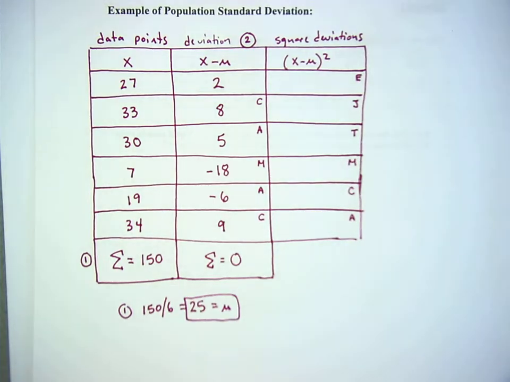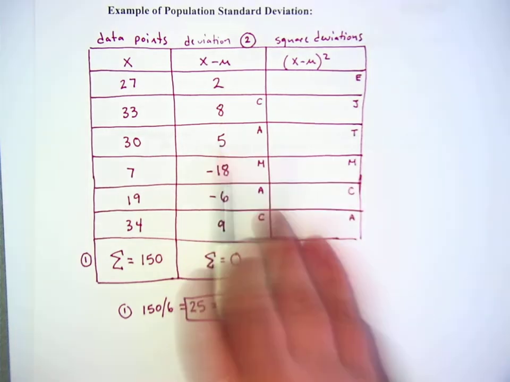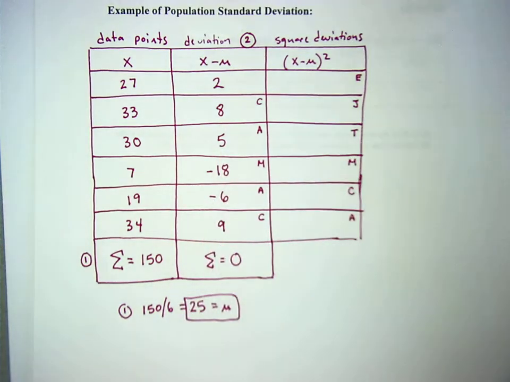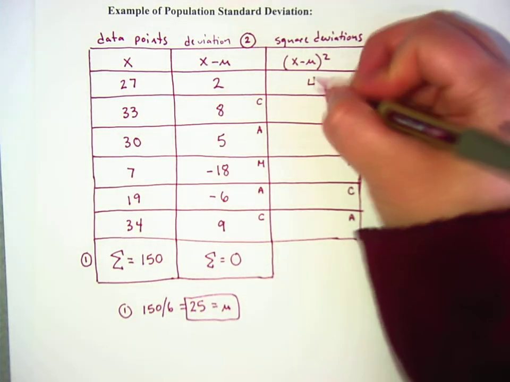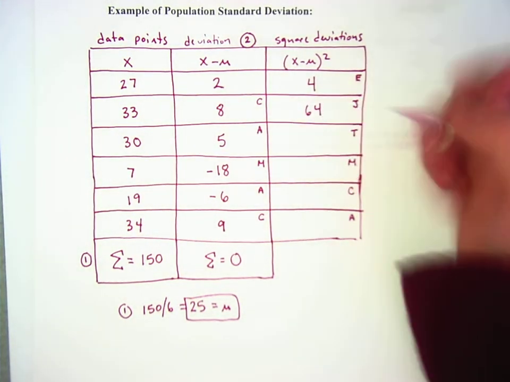So we're squaring all of the deviations. So this one, you're going to take this squared, this squared, this squared, this squared, this squared, this squared. Emma, what'd you get? 4. 4. 2 squared is 4. Jaden? 64. 64. 8 squared is 64.